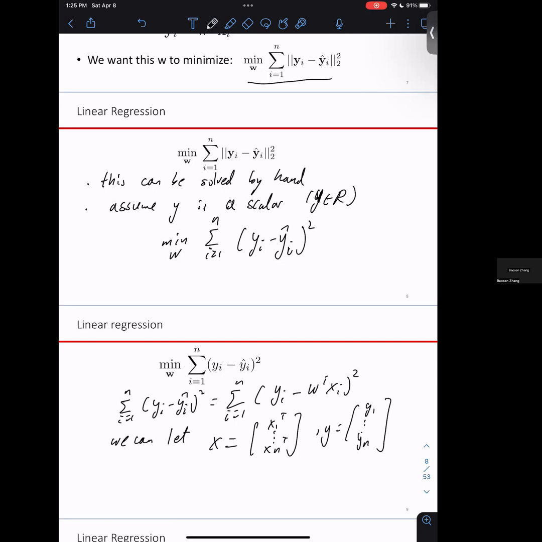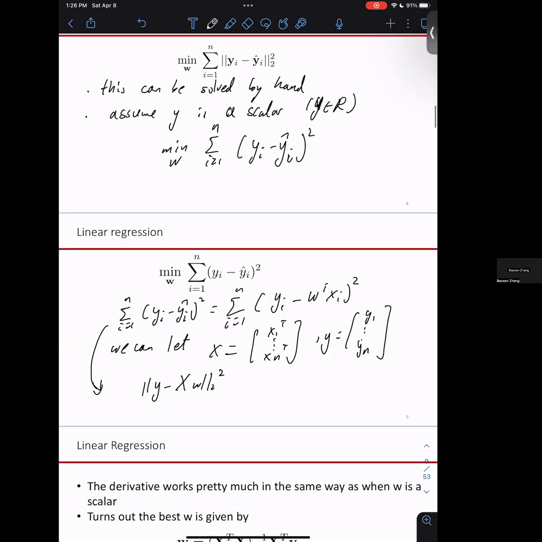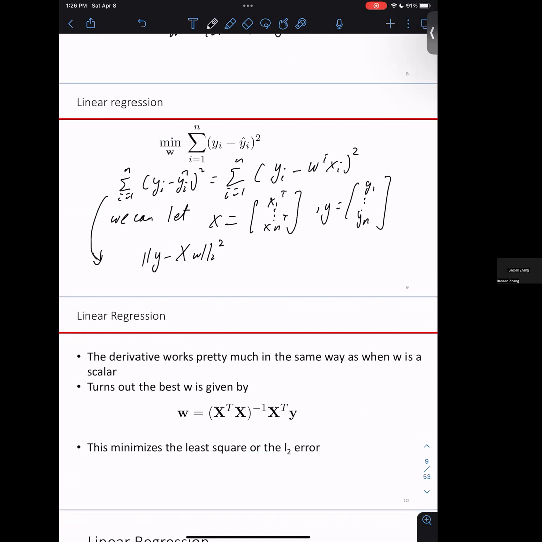And then we can write this in matrix notation as the square norm. Y is a vector, X is a matrix, W is a vector. And our goal is to minimize this norm by finding the right W. For any given W, you can calculate how large this number is. The goal is to find the W that minimizes this square error. And turns out this is very easy. The W that minimizes this is given by this equation.